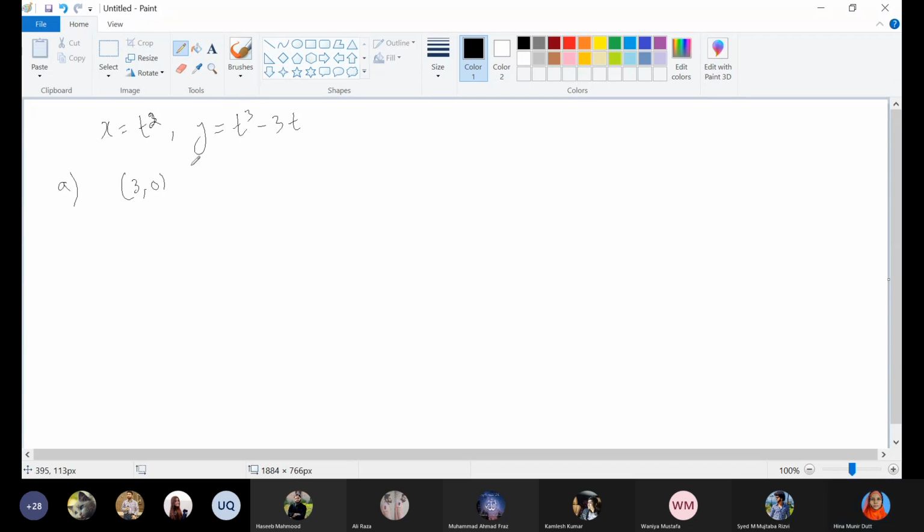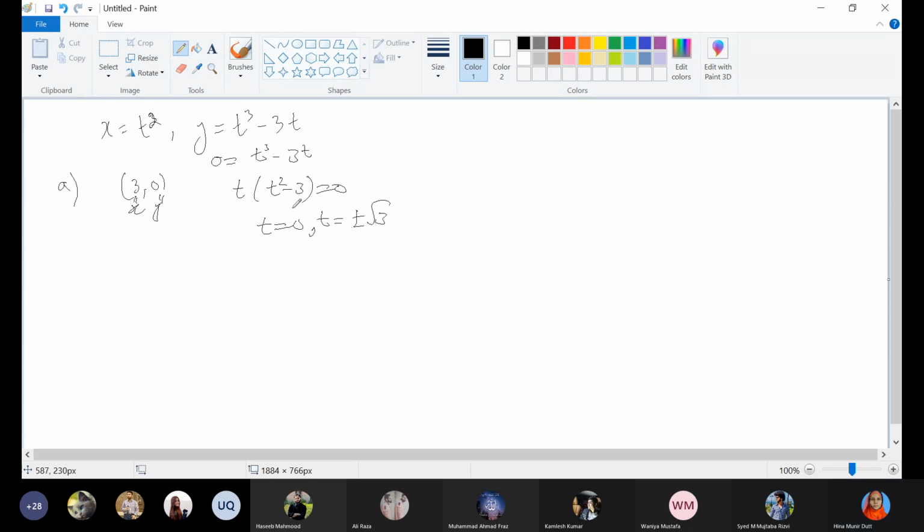Now, if I put this, it means x is 3 and y is 0. When I put y as 0 over here, 3t, I can take t common. I will get t square minus 3 is equal to 0. This implies that t is equal to 0 and t is equal to plus minus root 3.